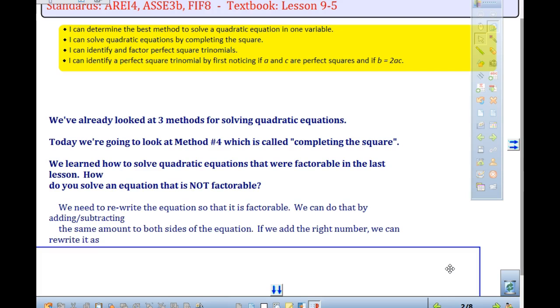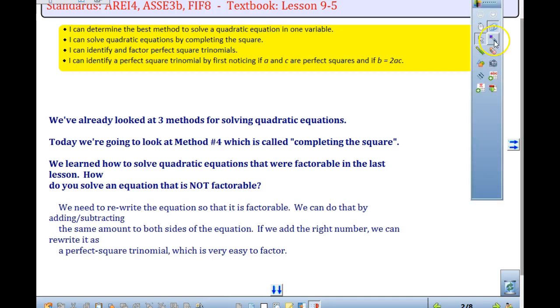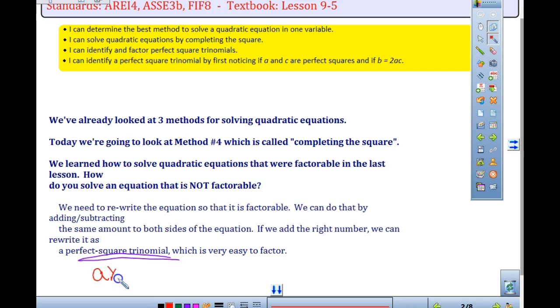in a factorable form. We can do that by adding or subtracting the same amount to both sides of the equation. If we add the right number, we can then rewrite our equation, and this is the best part, as a perfect square trinomial. Keeping in mind, that means when you have ax squared plus 2ab times the x, plus back here was your b squared, and we're going to keep it equal to 0.